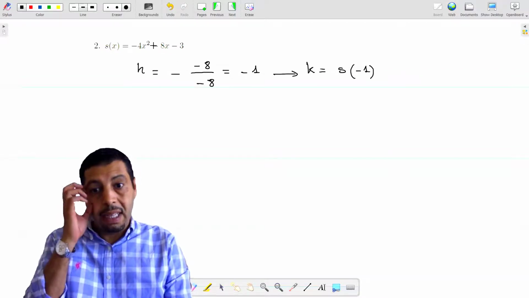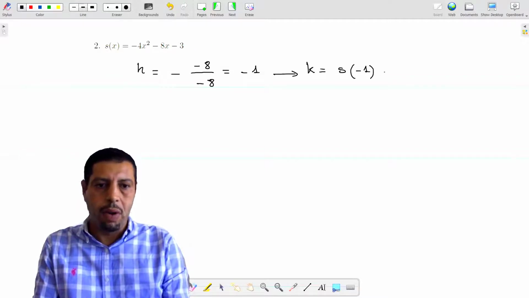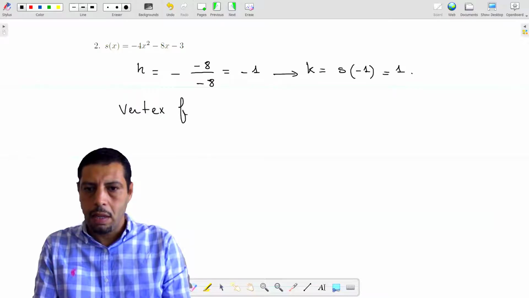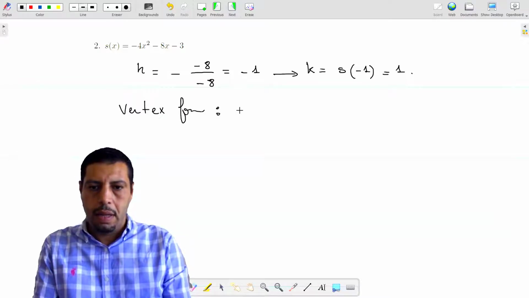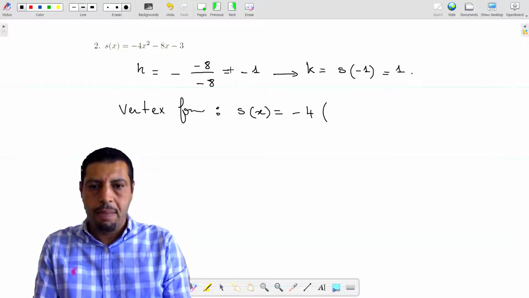Here, if you replace x by negative 1, you will find negative 4 times negative 1 squared, which is 1. So negative 4 plus 8, which is 4. 4 minus 3, which is 1. So k is 1. And we write the vertex form. s of x will be equal to a, which is negative 4, times x minus h. Be careful, the h is negative 1, so x minus h is x plus 1, squared, plus k, which is 1.